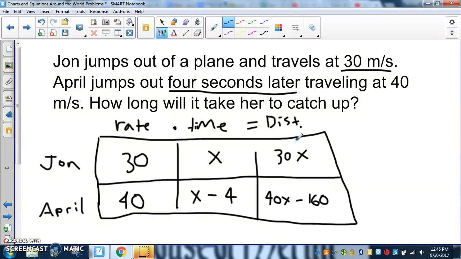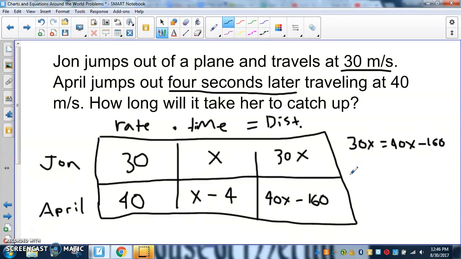So here's the last piece of information that you need to figure out. When John and April are caught up to one another, how far are they in comparison to the plane? And the answer to this should be equal. They should both have traveled the same distance. Now, April traveled that distance faster than John because it took her less time, but they have traveled the exact same distance. So in this case, that is actually where our equation comes from. John traveled 30x, whatever x is, and April traveled 40x minus 160.